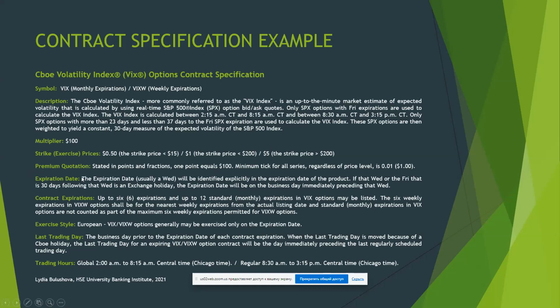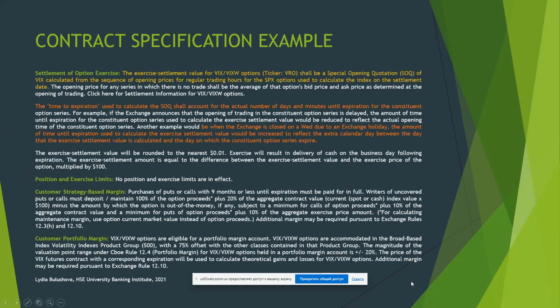The rest is premium quotation, options premium, where a step is also given for premium quotation, expiration date, contract expiration, exercise style: European, American, Asian, Bermudian. Here we've got a European option, last trading day, trading hours. You can have a look at this info as soon as you get the slides. You have already received this slide, I hope.